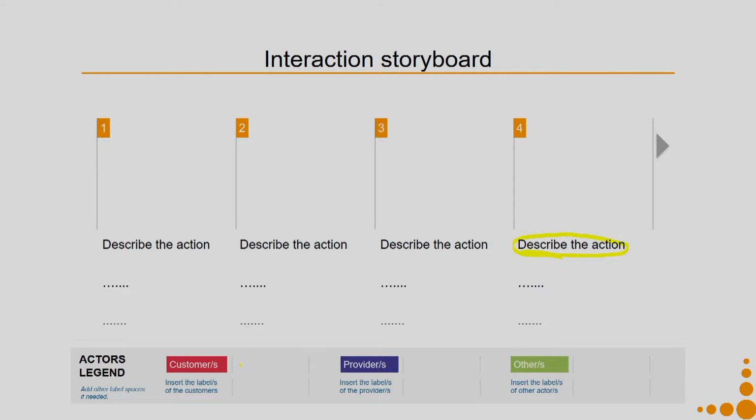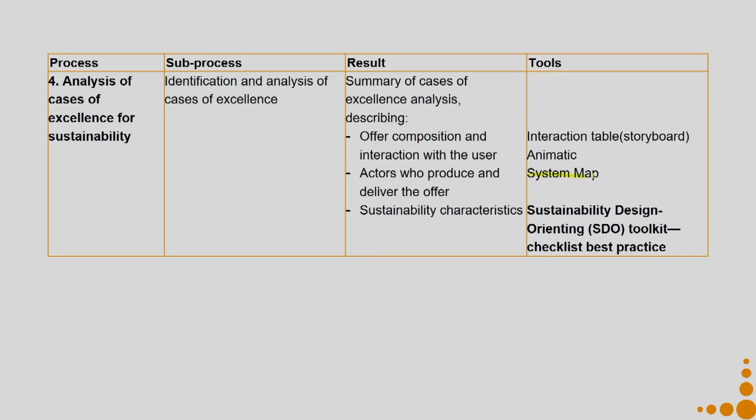Here in this case I will write who the customer is, who the provider is, and who the other stakeholders are. If they are not a customer, if they are not a provider, then they are others. And I will put the labels or the legends or the icons that we have developed for them in this particular chart. I will not discuss the systems map because we already discussed how to make a systems map. We will discuss the sustainability design orienting toolkit. Before we get into understanding what this toolkit is, let's go to process 5, which is the last process of this particular strategic analysis stage, because that process also uses this SDO toolkit.